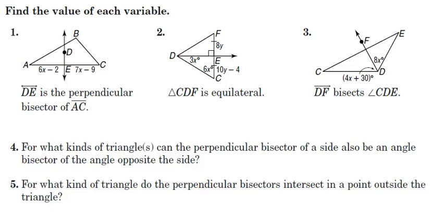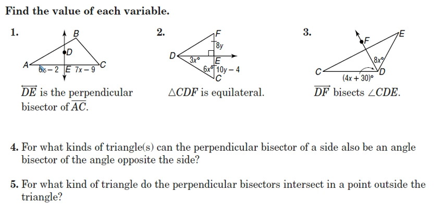Hello everybody and welcome to Assignment W. We're going to talk about the first page of Assignment W on page 245, and we have a focus on perpendicular bisectors and angle bisectors on these triangles. We're to find the value of each variable.